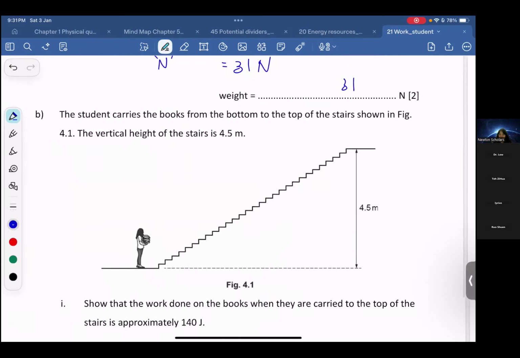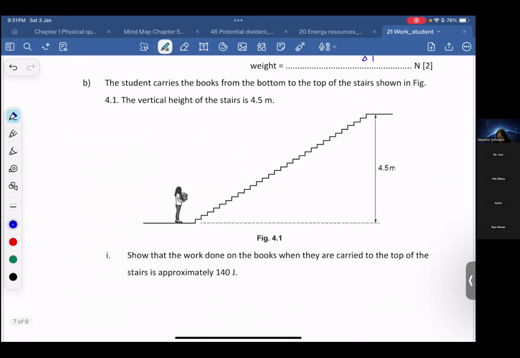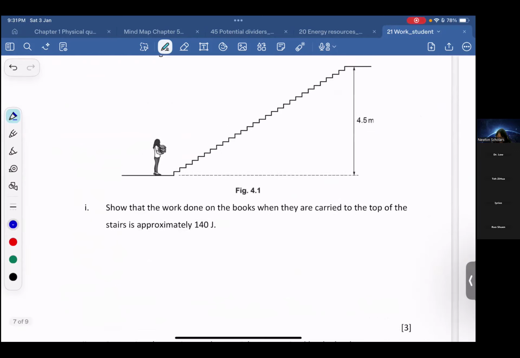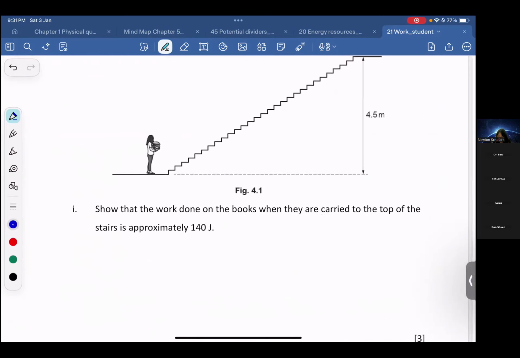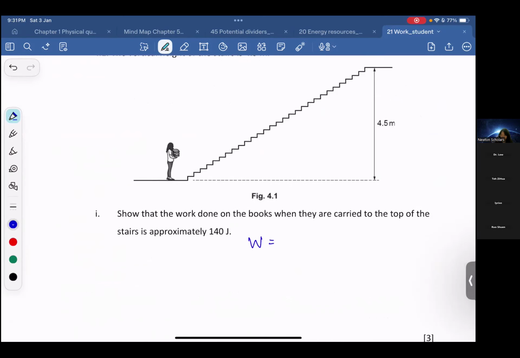Okay, last question. The student carries the books from the bottom to the top of the stairs. The vertical height is 4.5. Show that the work done on the books when they carry to the top is approximately 140 joule. Can you do the calculation and show that work done is actually 140 joule? Are you able to solve?